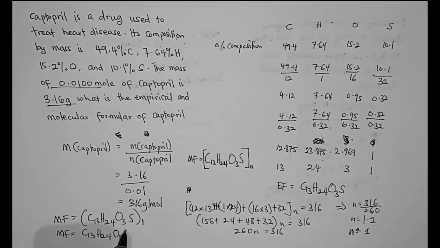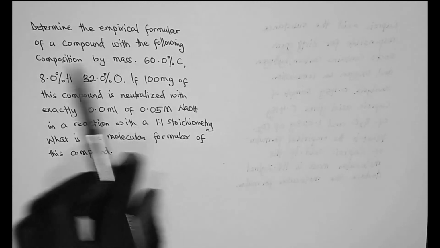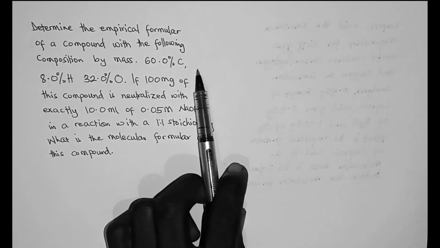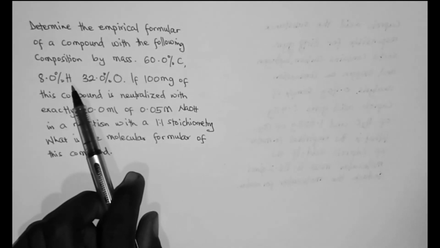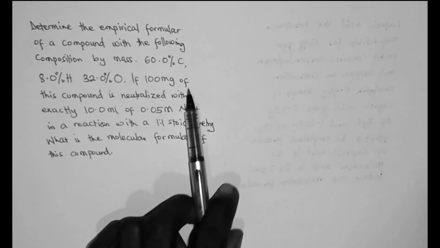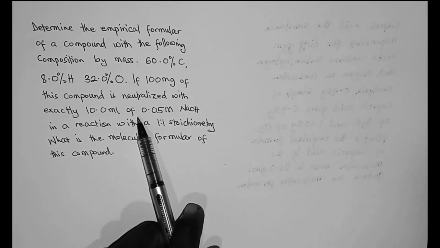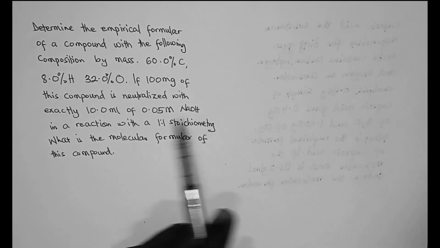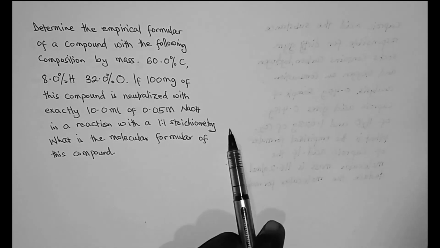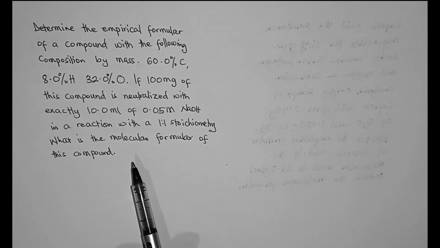Determine the empirical formula of a compound with the following composition by mass: 60.0% carbon, 8.0% hydrogen, 32.0% oxygen. If 100 milligrams of this compound is neutralized with exactly 10 mils of 0.05 molar sodium hydroxide in a reaction with a stoichiometry of 1:1, what is the molecular formula for this compound?